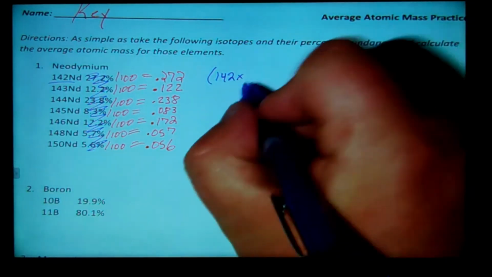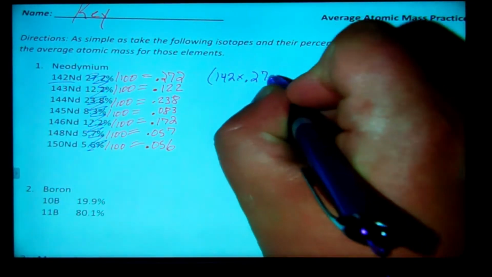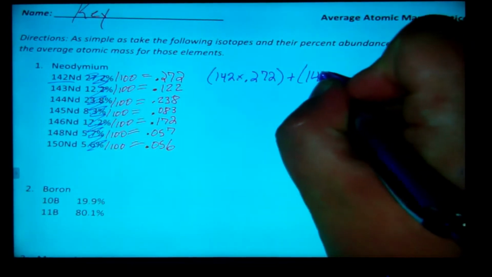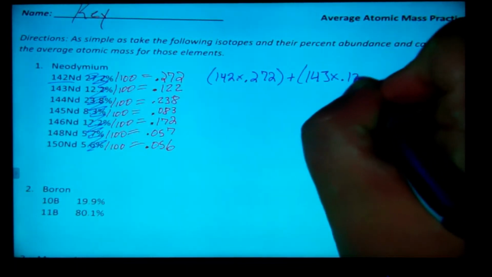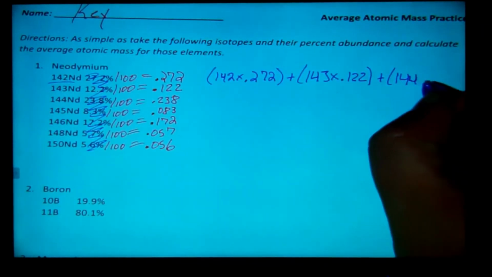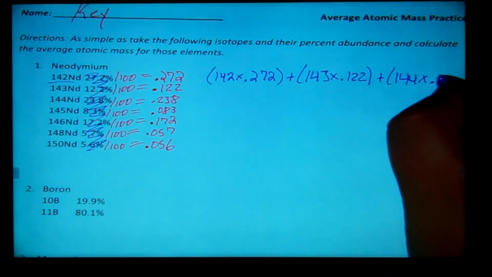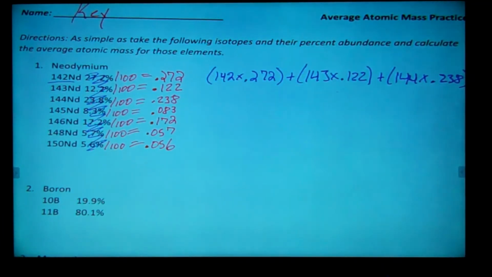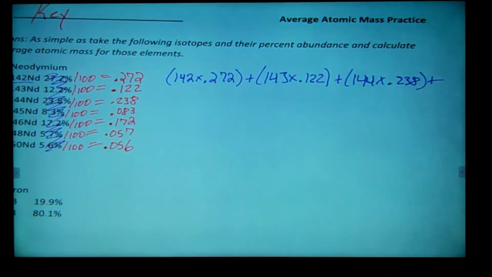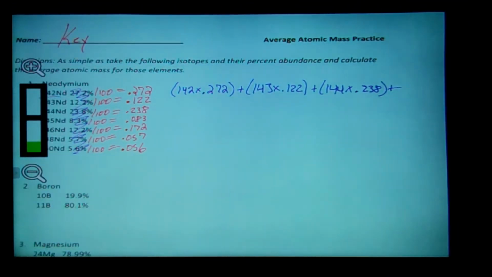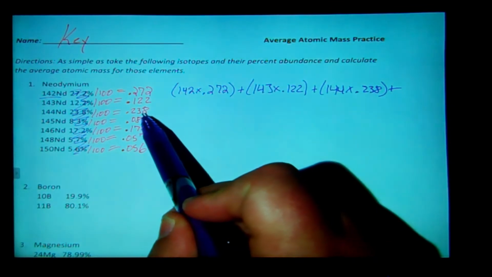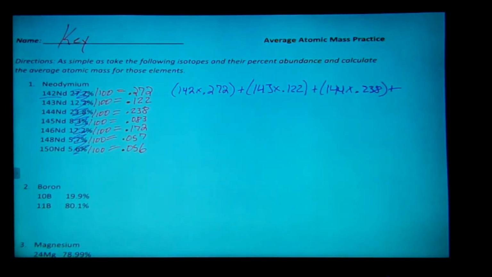So 142 times 0.272 in parentheses, add to that the quantity 143 times 0.122 plus 144 times 0.238. You say, Mr. Hall, you're moving really quick. I know I'm moving a little fast. Listen, I'm moving a little fast because it's the same thing. All I'm doing is taking this mass number, multiplying it by the percent abundance decimal, and then adding them all together.